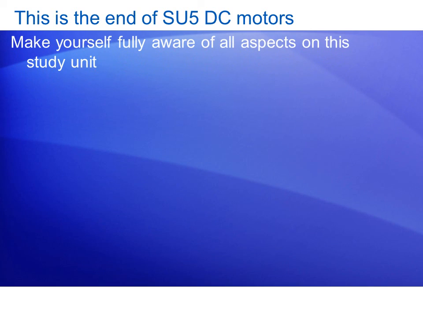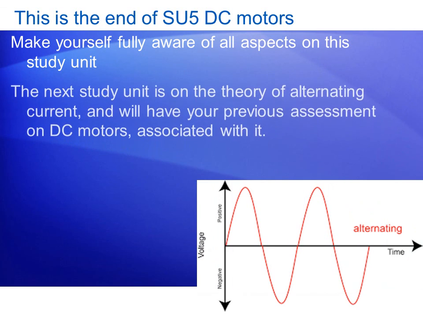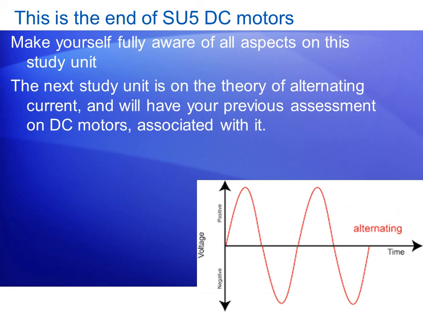This is the end of Study Unit 5 on DC motors. Make yourself fully aware of all aspects on this unit. The next study unit is on the theory of alternating current and will have your previous assessment on DC motors associated with it and will be assessed together.